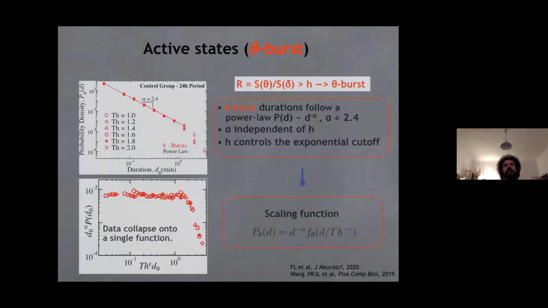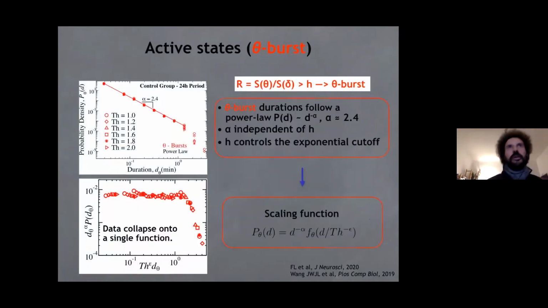So let's see when we take different values of H. For the active states, we see that the power law behavior is independent of that parameter. The only thing that the parameter is controlling is the exponential cutoff of the distribution. And indeed, if you appropriately rescale the duration, you find a beautiful data collapse and the universal scaling function, right?